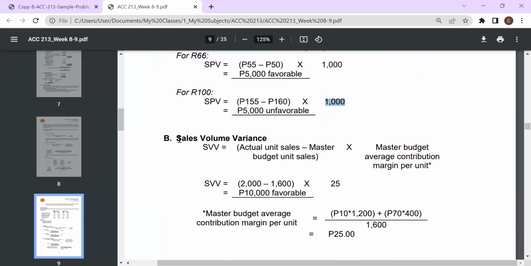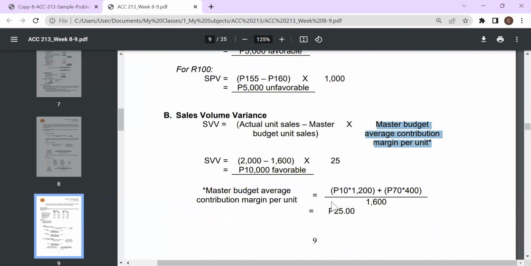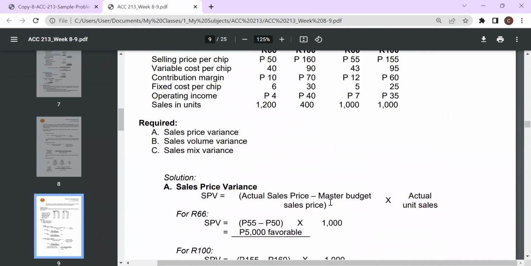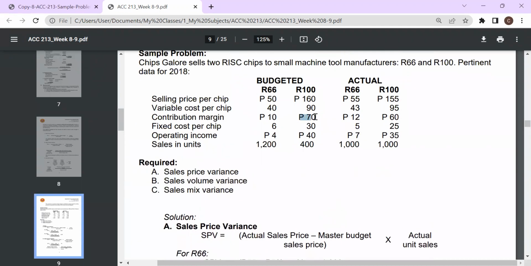So let's proceed to sales volume variance. For the sales volume variance, what we're comparing here is the sales volume, or the quantity sold. You're going to compare your actual quantity sold versus the budgeted quantity sold, times your master budget average contribution margin per unit. So how do we compute that? Let's have R66 first. Okay, so for R66, for example, R100 pala ito.